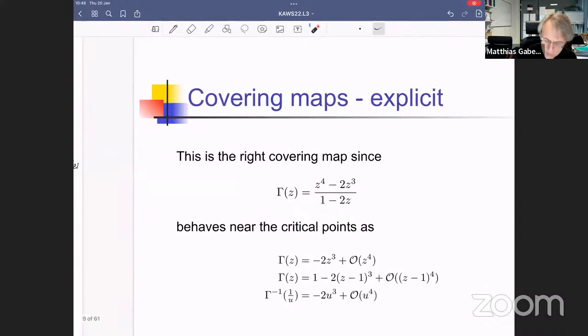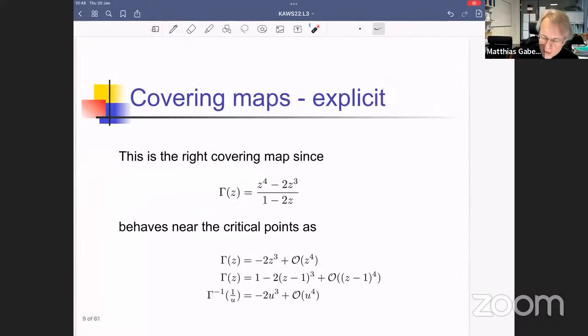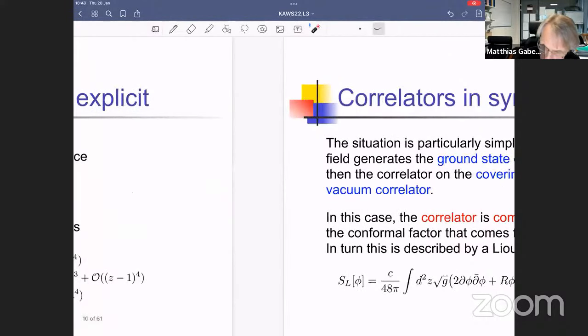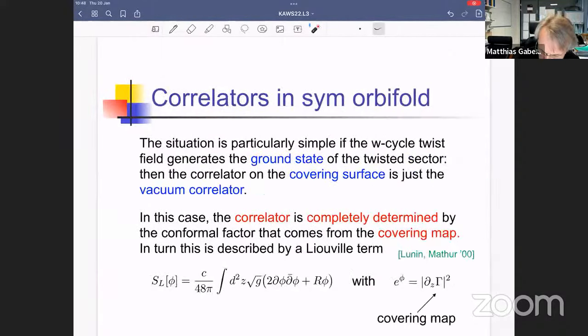And then, as I was alluding to before, the idea is that, for example, if you just calculate the correlator that involves the W cycle twisted sector ground state, then once you've gone to the covering surface, you've basically undone the effect of this W cycle twist, and then there's nothing left behind. If there was an excitation on top of the ground state, you would end up with a field upstairs, but if it's the ground state, then by undoing the geometry of the twist, you basically remove the field, and therefore what you have to calculate is the vacuum correlator upstairs.